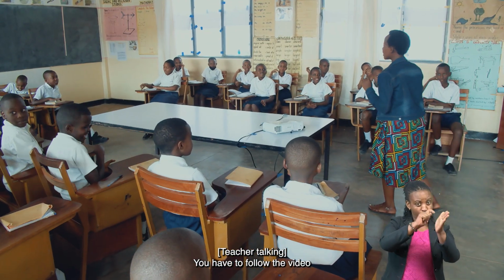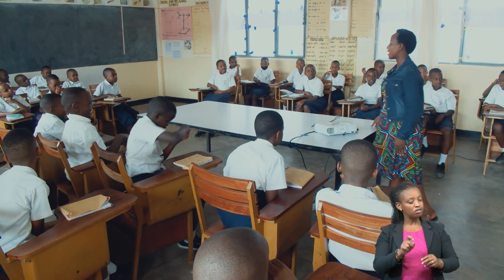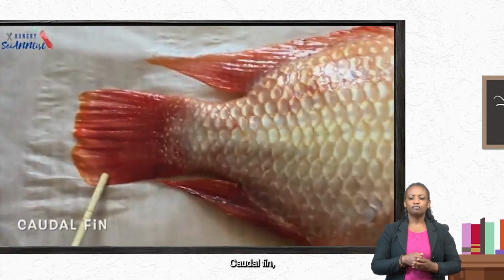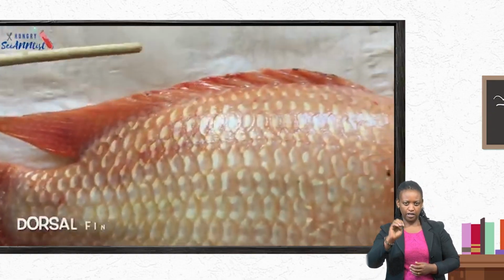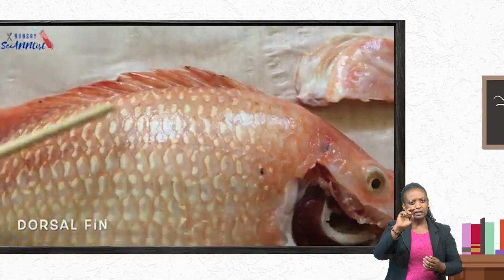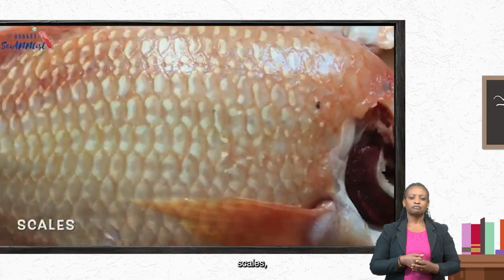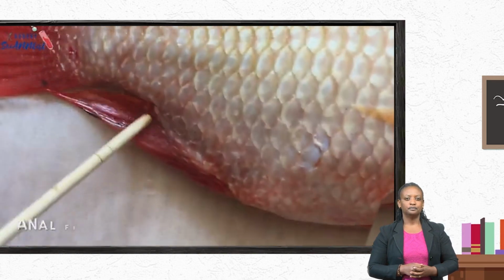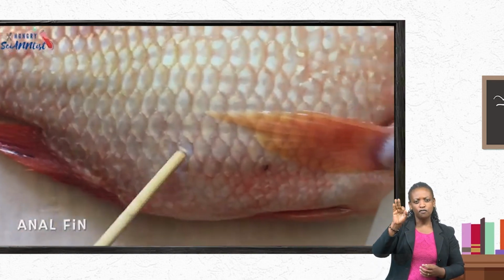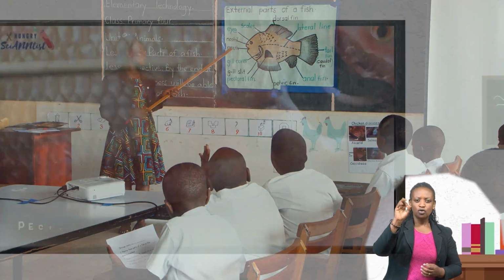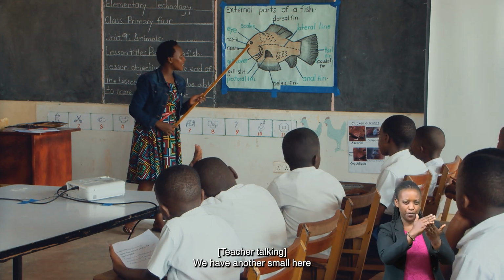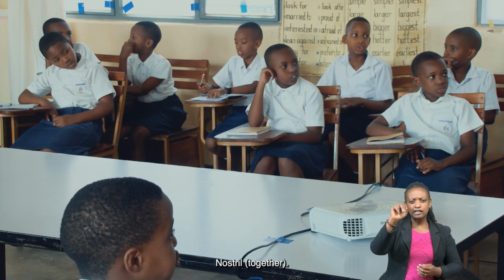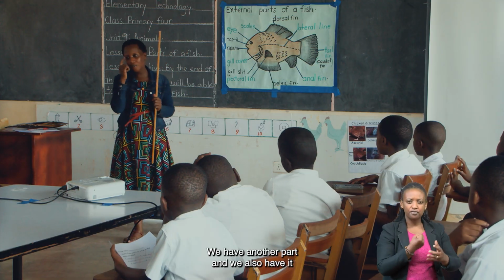You have to follow the video, then you will answer the questions, okay? Yes. We will learn the parts of a fish. Parts of a fish are caudal fin, dorsal fin, scales, anal fin, pectoral fin. We have another small part here. We call it nostril. Nostril.